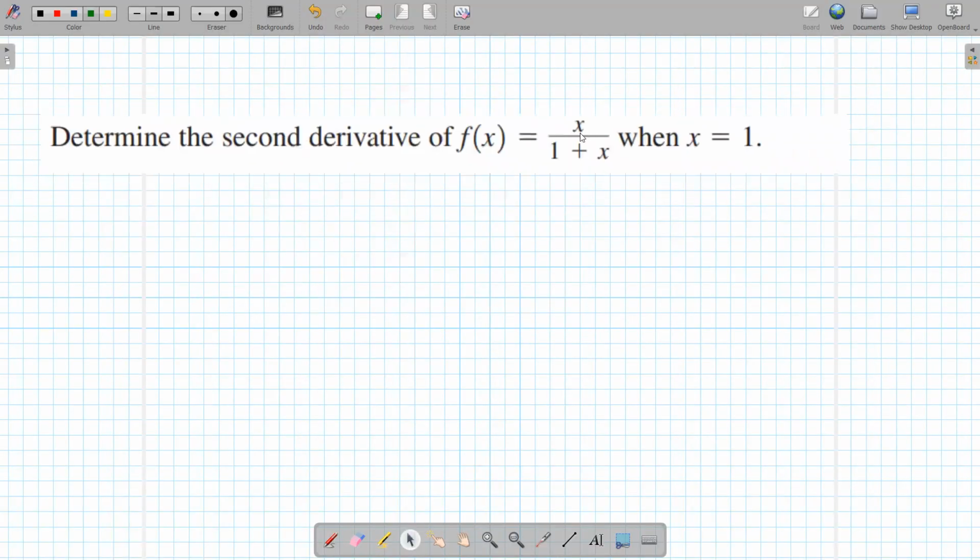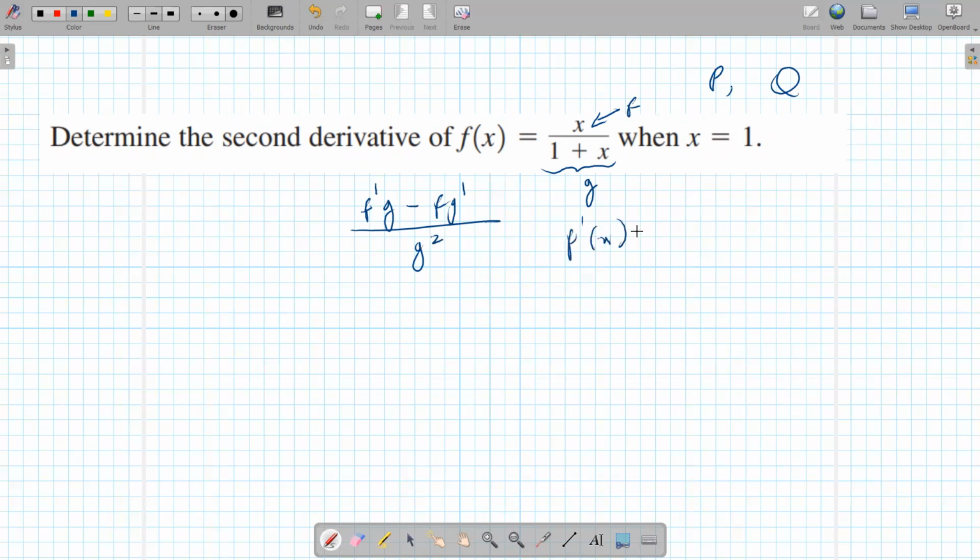Which form is this in? Is this a product rule question or is this a quotient rule? Quotient? Yeah. Anything in the numerator is f, anything in the denominator is g. And quotient rule says it's going to be f prime g minus f g prime over g squared. Right? Now let's find f prime of x. What's f prime? Just the derivative of the numerator. Yeah, it's just a 1. And then you multiply this with the denominator as it is. So 1 times 1 plus x is just 1 plus x.